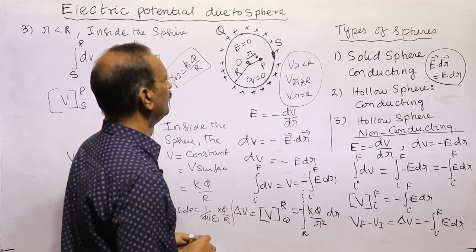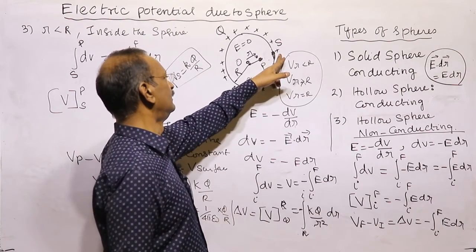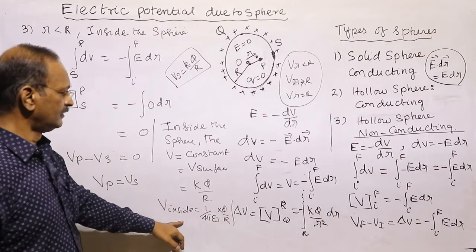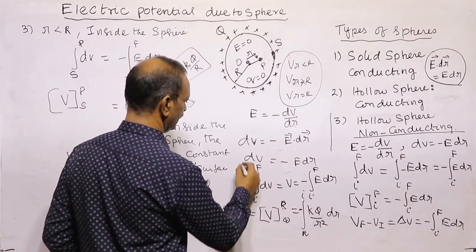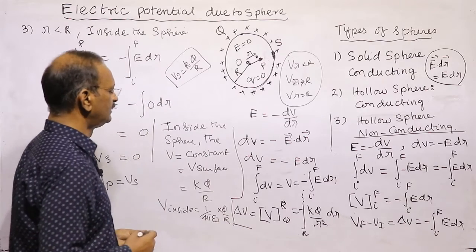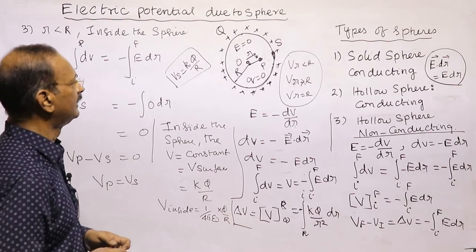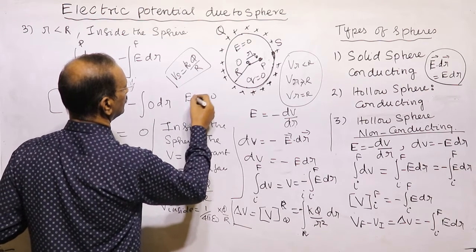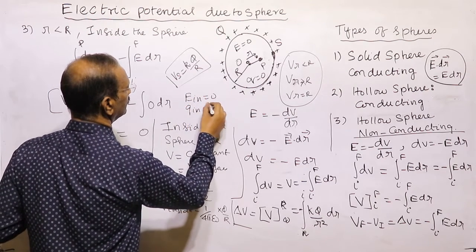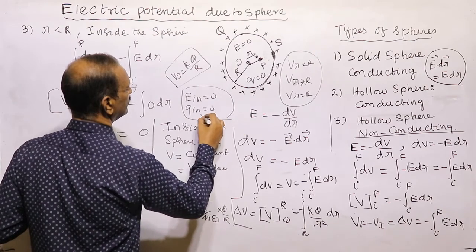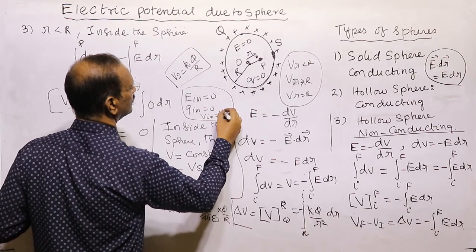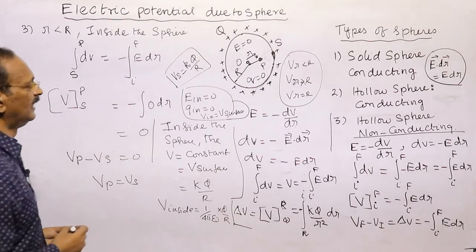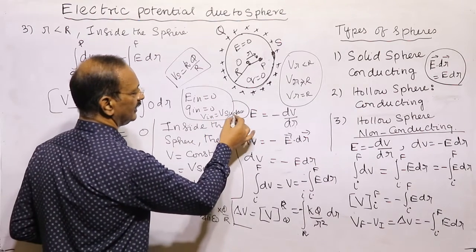And a very important thing is that the potential at the surface is equal to the potential inside anywhere. So potential inside is equal to potential at the surface of the sphere. It means we have seen electric field inside is equal to 0, charge inside is equal to 0, but potential inside is equal to potential on the surface. This is very important. We have to remember this.